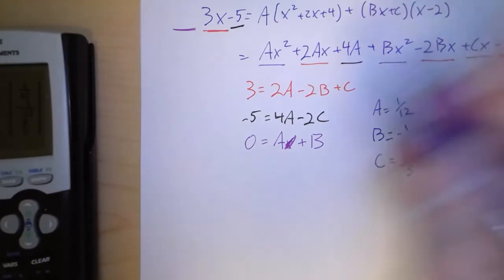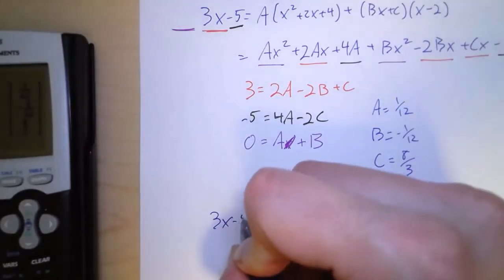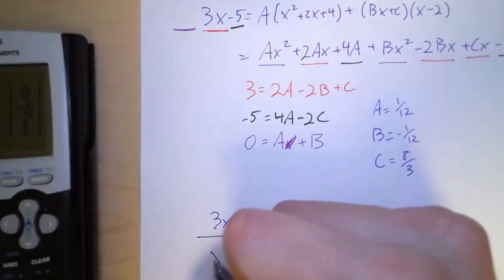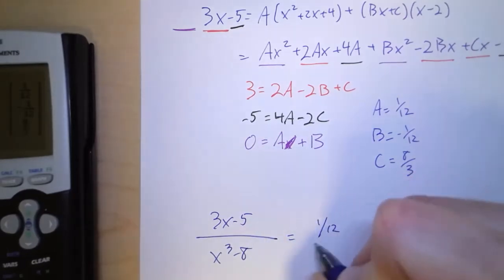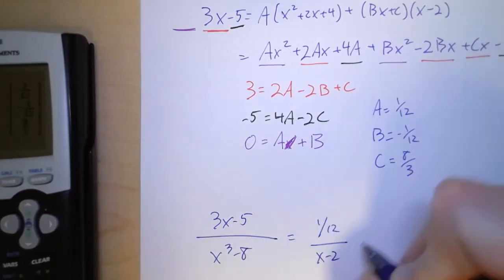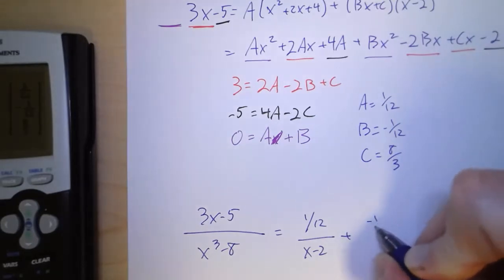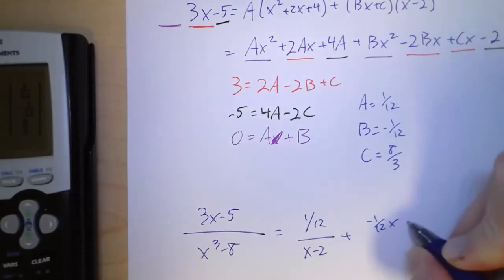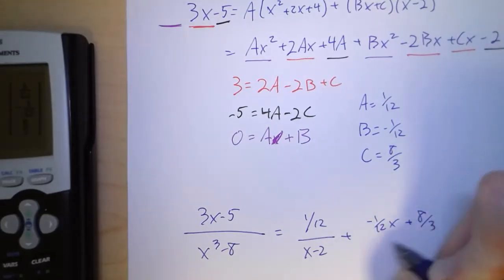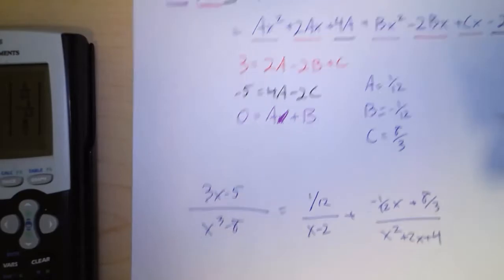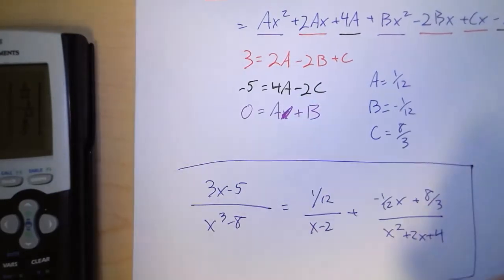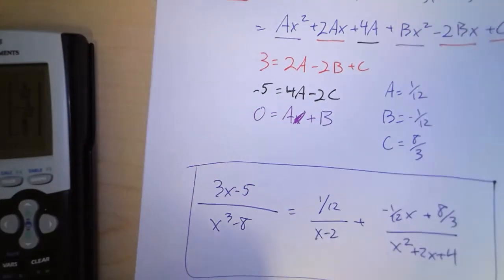So that means 3x minus 5 all over x cubed minus 8 is 1/12 over x minus 2 plus negative 1/12 x plus 8/3 all over x squared plus 2x plus 4. And so there is our partial fraction decomposition for this one.